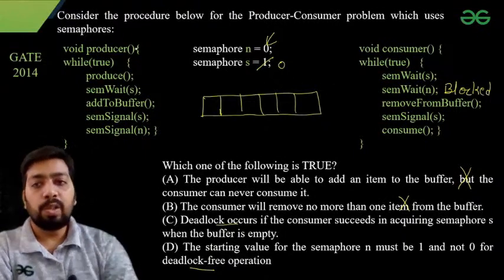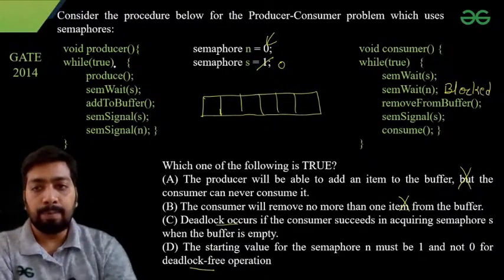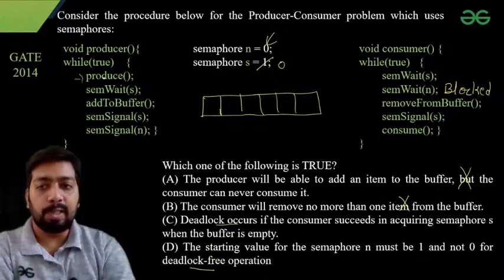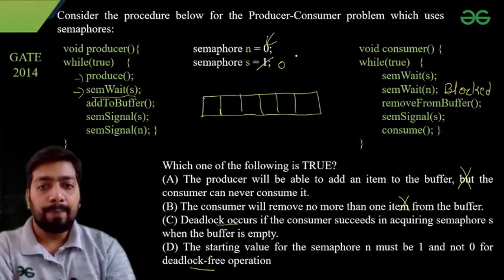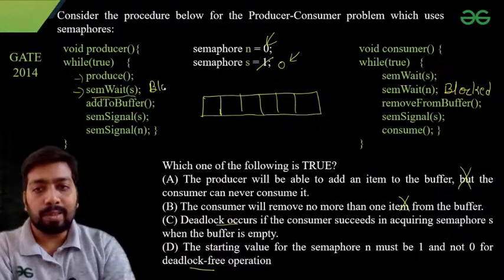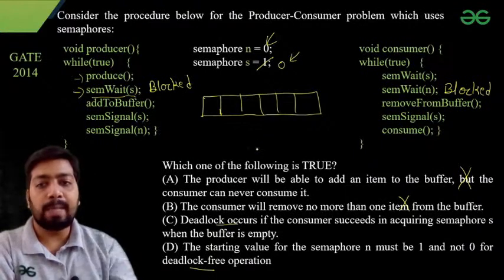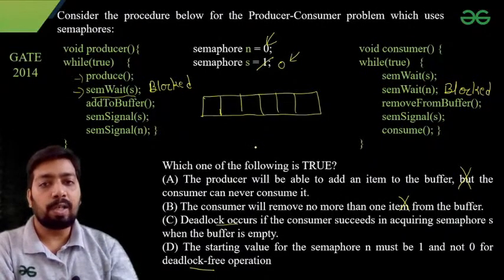So if the producer wants to produce any item, what will it perform? It will perform the produce function. So it is producing one item. After that, it wants to execute this instruction wait s. It wants to perform the wait operation on semaphore s, but it is already 0 because of the consumer. So it is also in a blocked state, and both processes go into a blocked state. That means it is a deadlock.